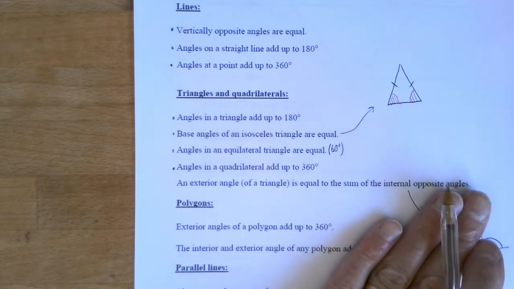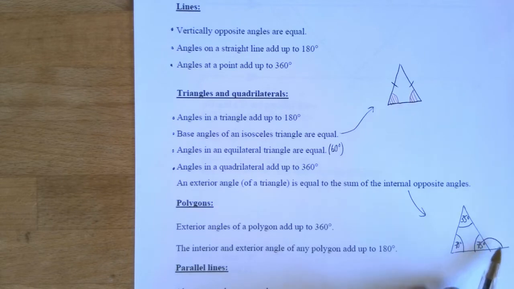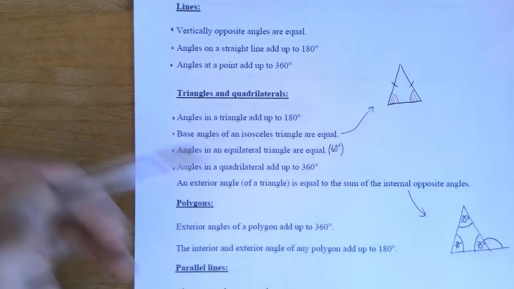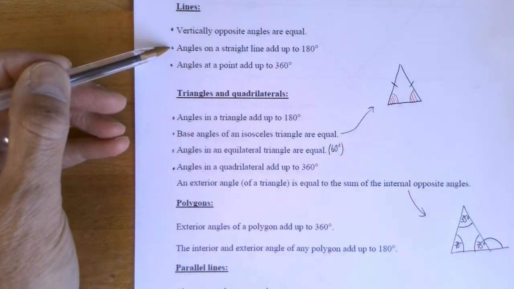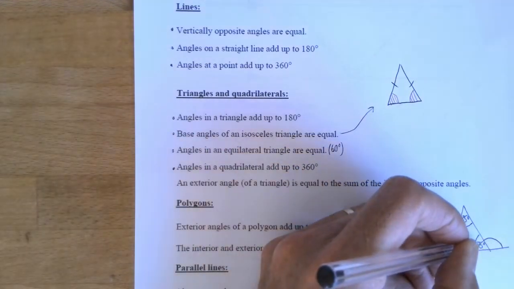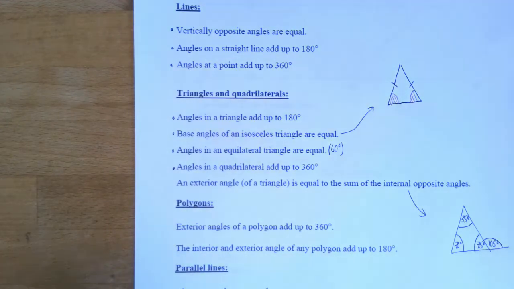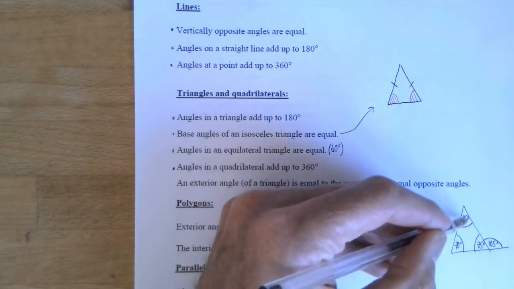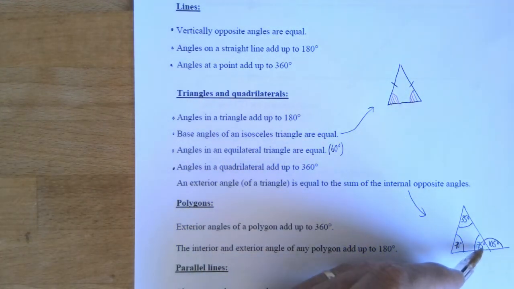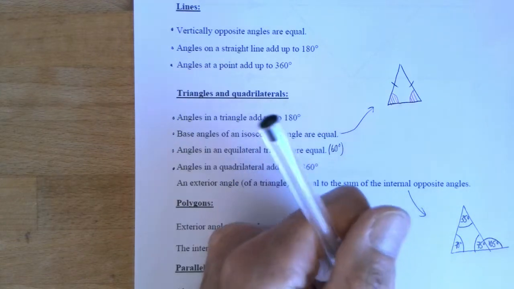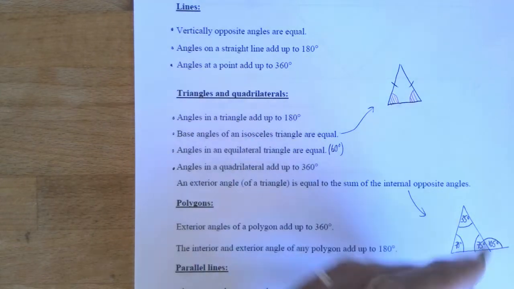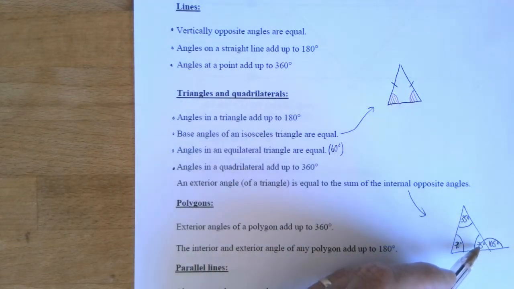But if I ignore the rest of the triangle, what I've got here are two angles on a straight line, and I know they add up to 180. So if that's 75, that's got to be 105, which is what those two added up to. To work out this angle, I did 180 take away 105. And then to work out this angle, I did 180 take away 75, which got me back to 105.